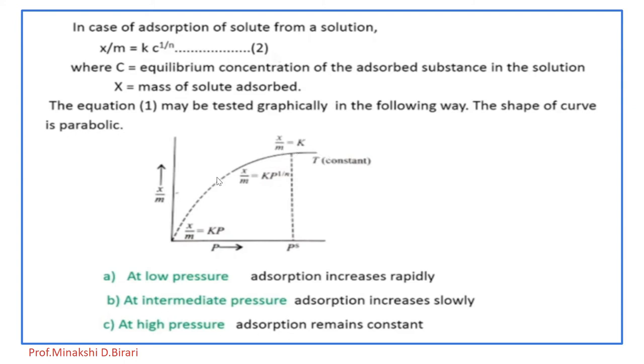So, if equation 1 is tested graphically, the shape of the curve is parabolic. There are three parts. The first part of the curve is linear. Then, at the intermediate pressure, x upon m is proportional to p raised to 1 upon n, and at higher pressure, a limiting value of x upon m is reached. The curve has approximately parabolic shape at constant temperature.